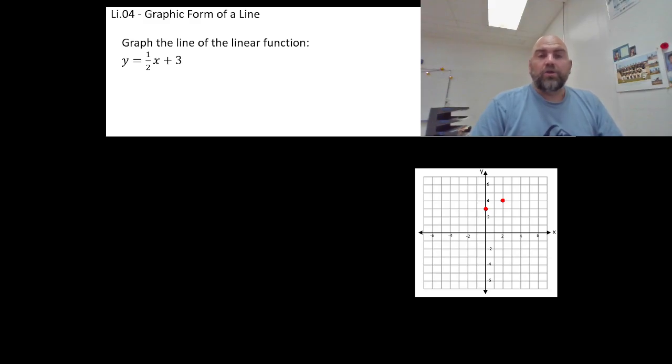At this point, you could do another one. You could go up 1/2 again, up 1/2 again, and find all these other points. Or you can take a ruler and draw a nice straight line right through those 2 points, and that's going to give us the graphed form of our equation, and so we can represent what that looks like linearly.